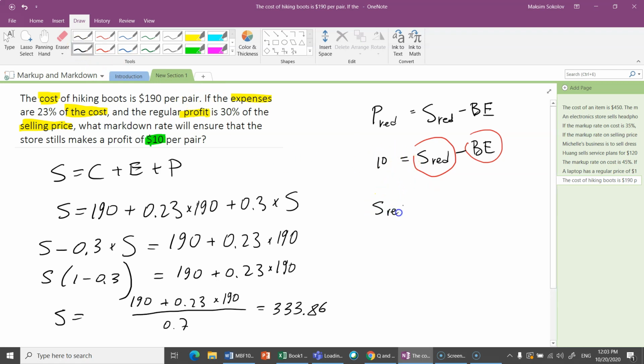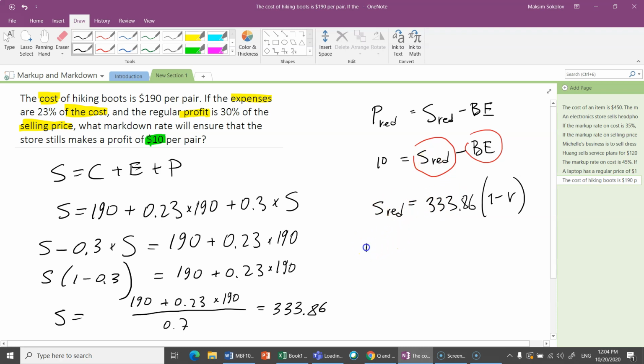First is S reduced. Well, we cannot find it completely as of now because we don't know the markdown rate. But the way we'll write it is this. We know that the regular selling price is 333.86, but reduced selling price will be 1 minus R here, right? So we reduce that regular selling price by some markdown rate R, which we don't know yet. And we'll leave it at that for now. Later on, we'll be using this as reduced in this equation.